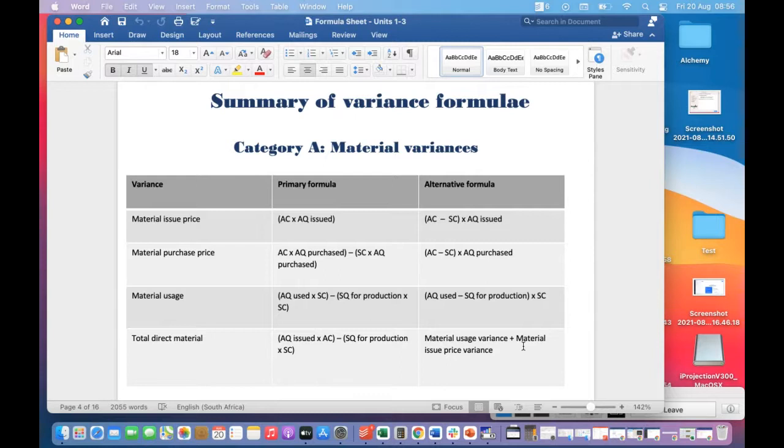Am I confusing you? What's the SQ for now? SQ is the standard quantity. Standard quantity allowed, and this one is the actual quantity used. Does that make sense? And then times the budgeted quantity that we planned. SQ is basically the AQ issued. Yeah, you could say it's the one that's issued. And then this is what was used. And then we're timesing by how many we planned.